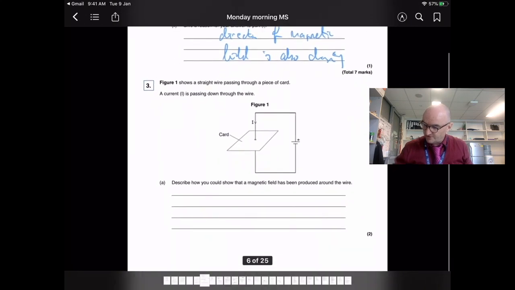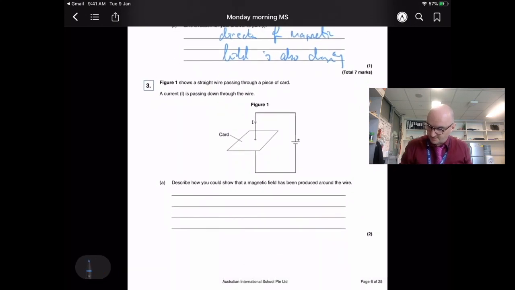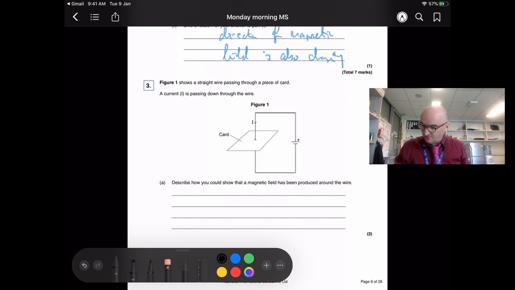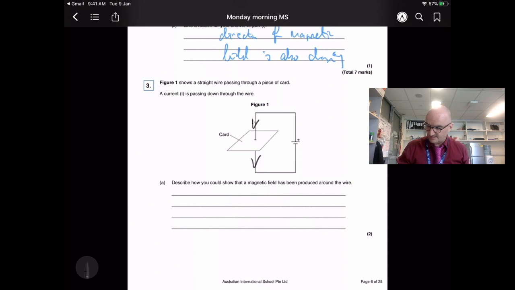Okay, part 3. Figure 1 shows a straight wire passing through a piece of card. This is in every textbook. A current is passing through the wire. Current I is going around in this direction. Describe how you could show that a magnetic field has been produced around the wire. Two methods I hope you are familiar with. One is plotting compass. One is iron filings.